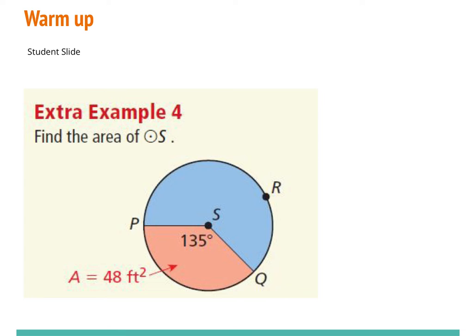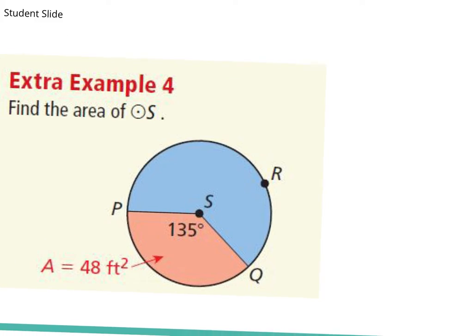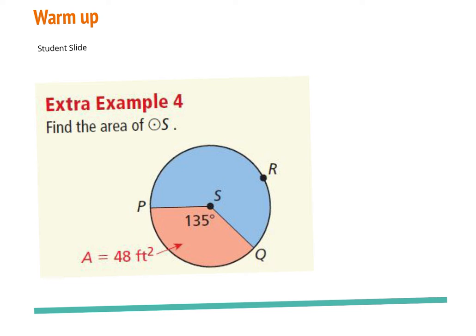All right, so there's an easy way and there's a hard way to do this problem, okay? It says find the area of the circle S. So in order, we know the area of this little segment over here, this sector of the circle, okay? So we say that 48 is equal to what?